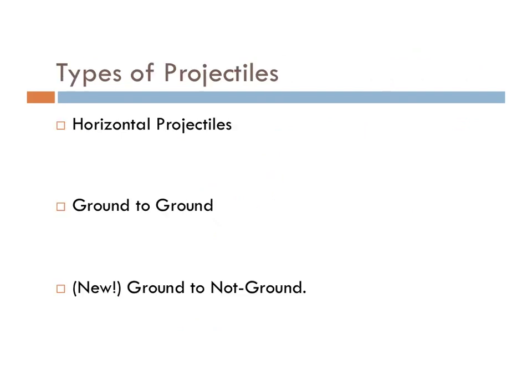Last year we talked about 2 different types of projectiles, horizontal projectiles and ground-to-ground projectiles. So an example of a horizontal projectile would be a ball rolling off a table. The path would look like this. Ground-to-ground projectiles were examples of a kicker kicking a football off the ground, and they had a path like this.